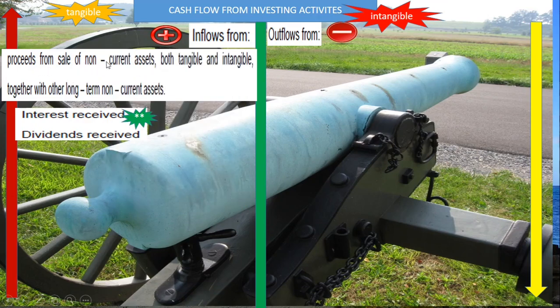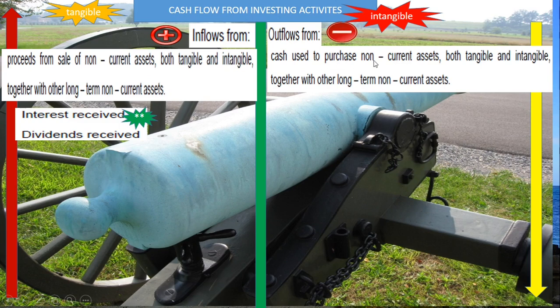Very simple: proceeds from sale of non-current assets, both tangible and intangible, that's your inflow. Purchase of non-current assets, both tangible and intangible, that's your outflow, together with other long-term non-current assets, like your investments. If there is a sale of investment, plus, and purchase of investment, minus. And for inflows, if you have received interest on your investment and dividend on your investment, that's also an inflow here.